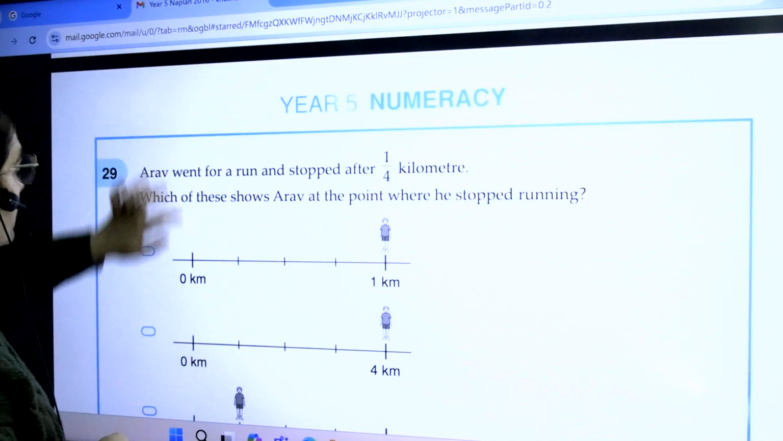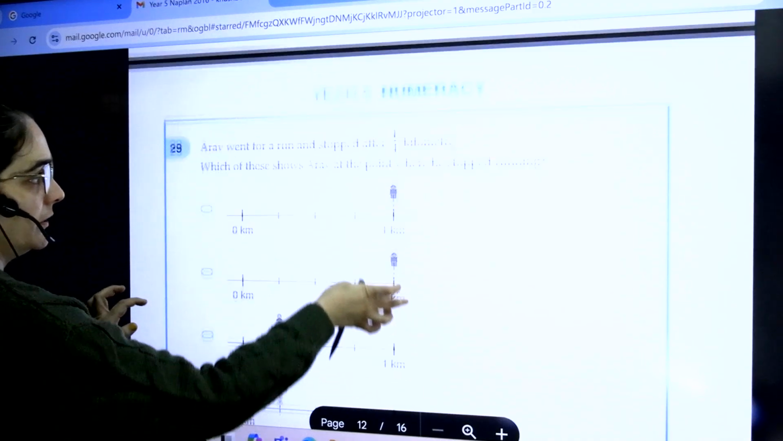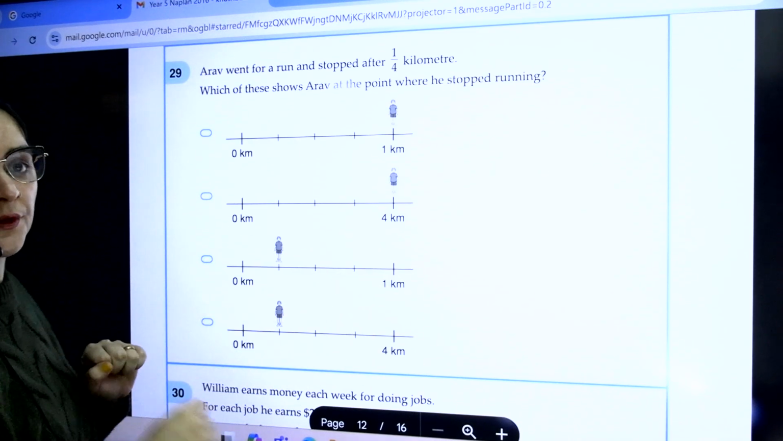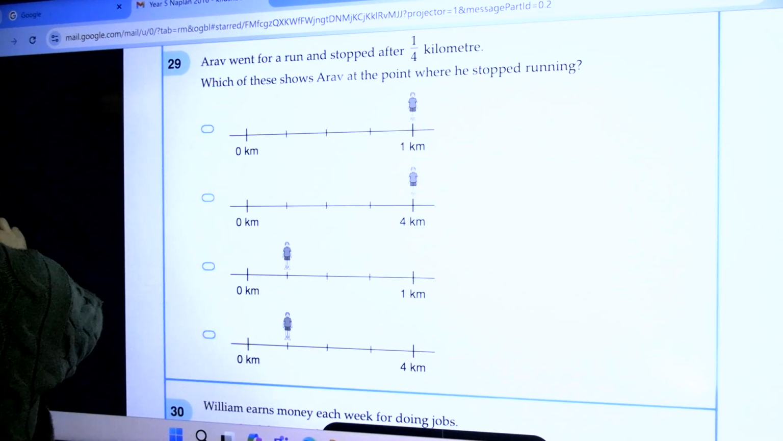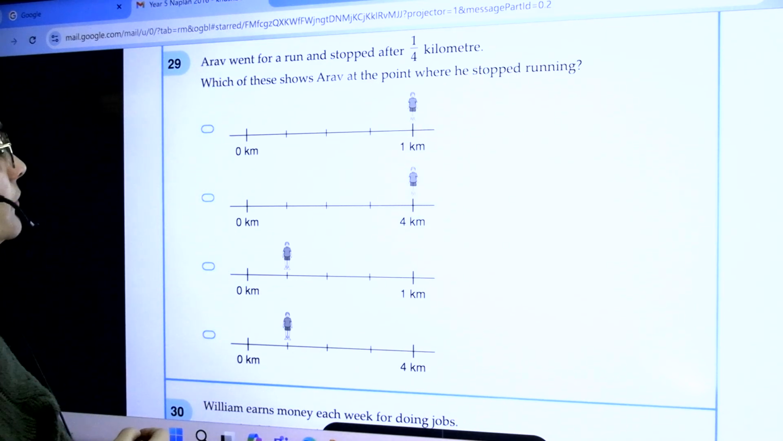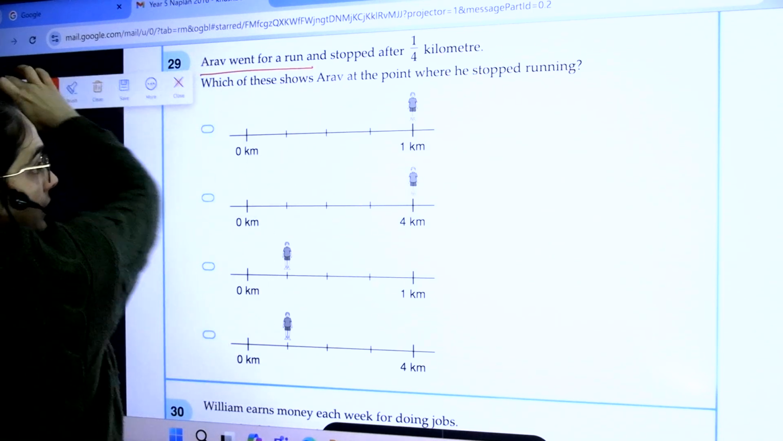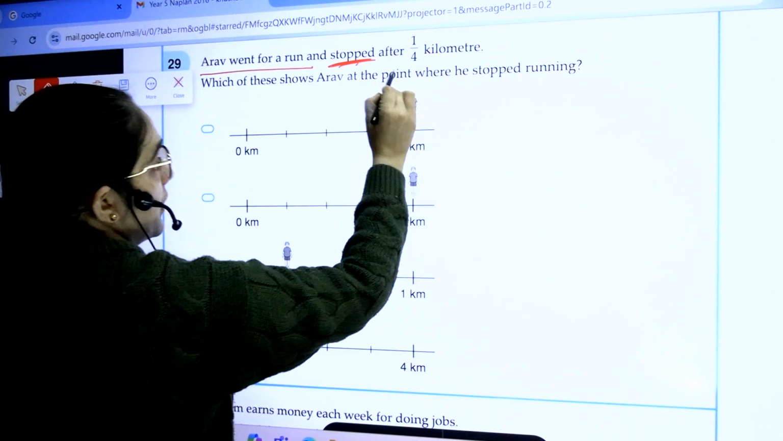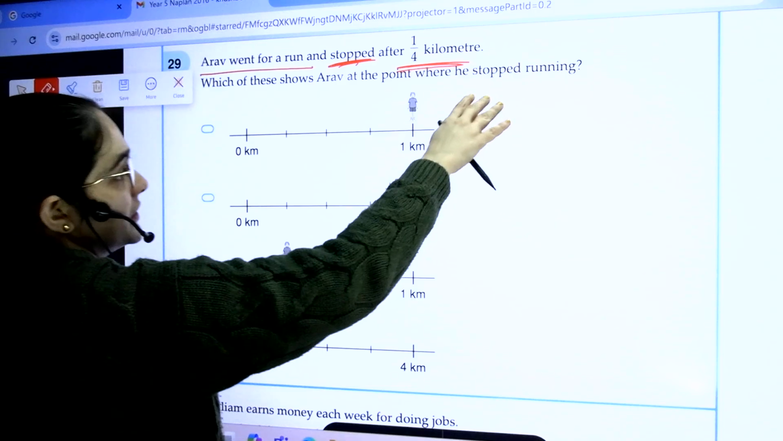Then question 29. I need to zoom out a bit. This one is a long question. Okay, so Arav went for a run and stopped after 1/4 kilometer. Which of these show Arav at the point where he stopped running?